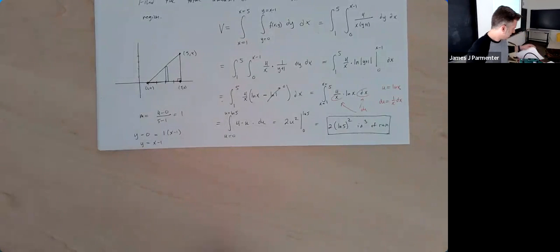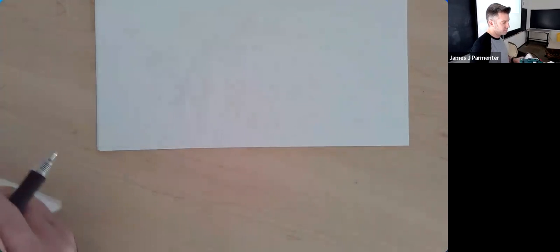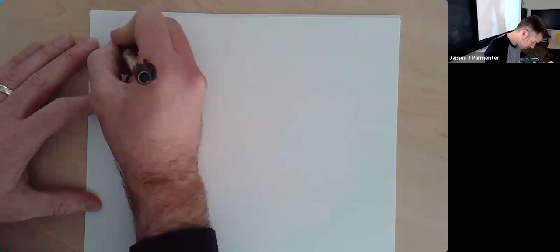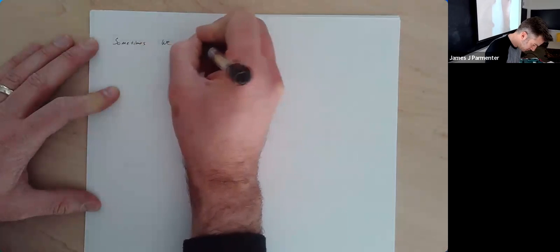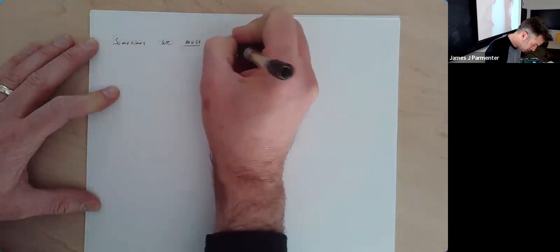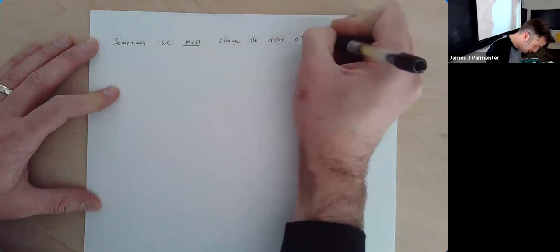So let's look at what I feel like is kind of the most important part, or the thing that we often are required to do with double integrals, and that's sometimes we have to change the order of integration. So sometimes we must change the order of integration to be able to integrate.